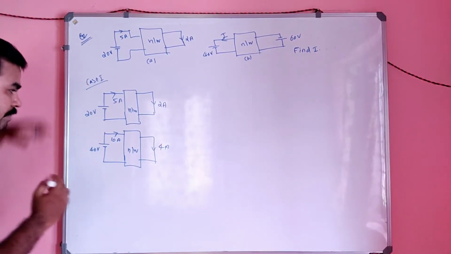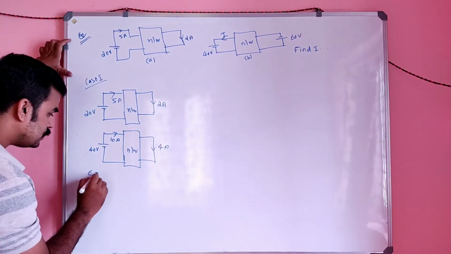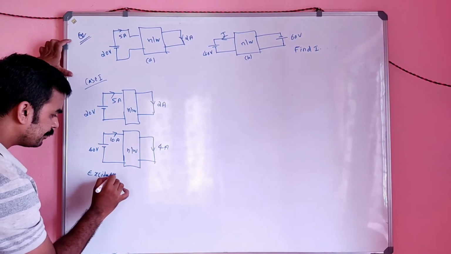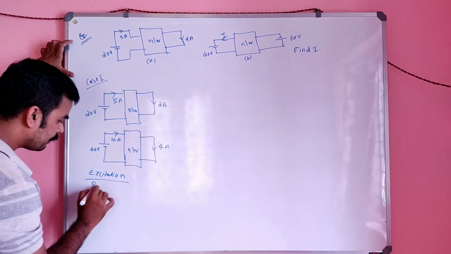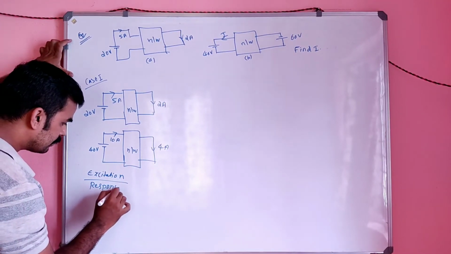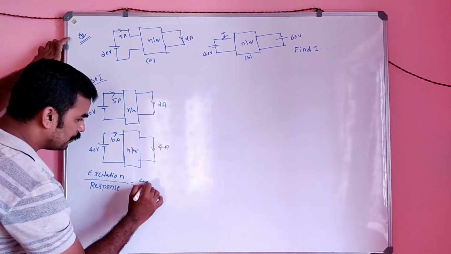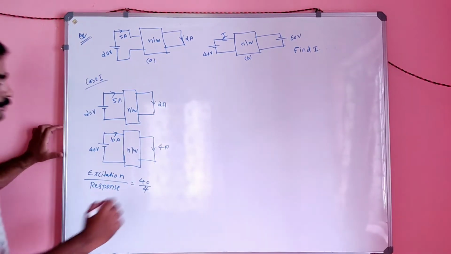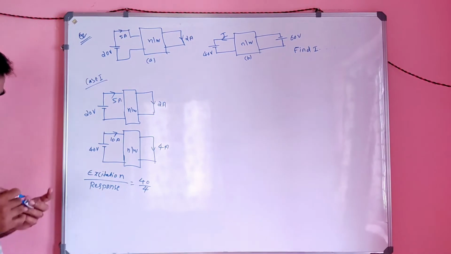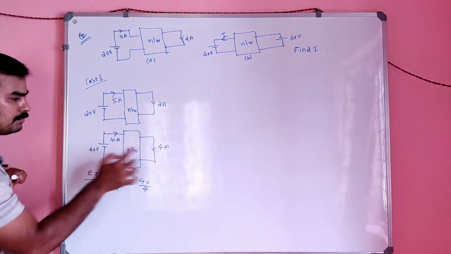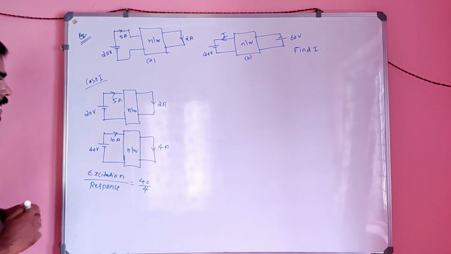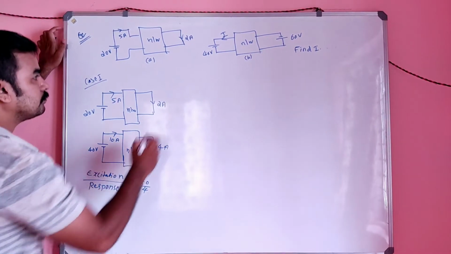So here now we have excitation to response, which is nothing but 40 by 4. Excitation to response is nothing but 40 by 4. Clear? Now we have to consider case 2.